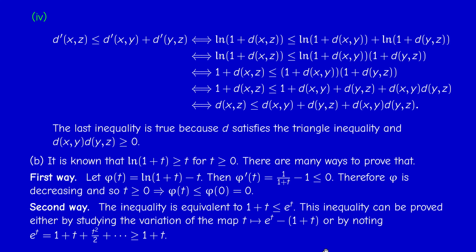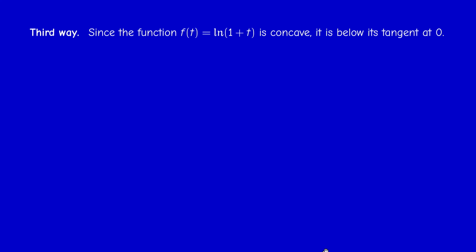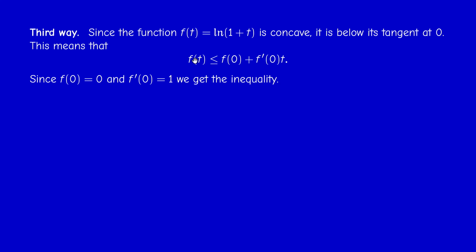Okay? Now, third way is geometric. We know that the ln is concave, so it's below its tangent at any point. So in particular, if you take the tangent at 0, the equation of the tangent at 0 is just f of 0 plus f prime 0 times t minus 0. Now, what is f of 0? f of 0 is 0, and f prime, as we noted, is 1. So we get ln of 1 plus t is less or equal than t.